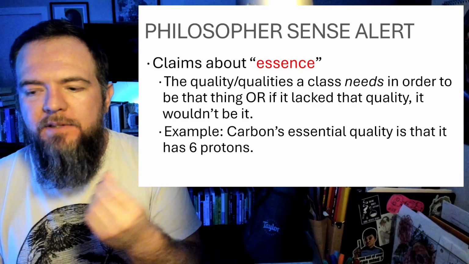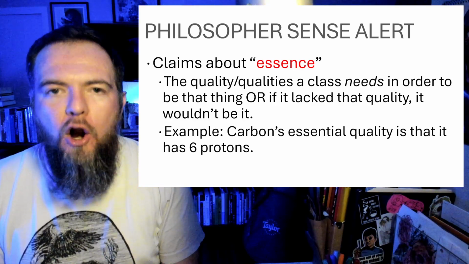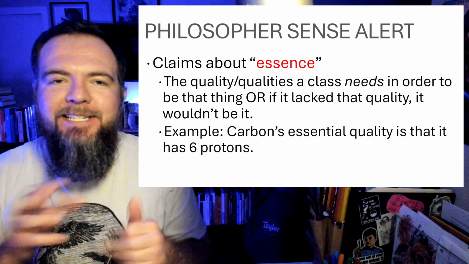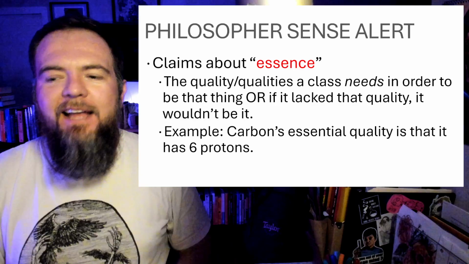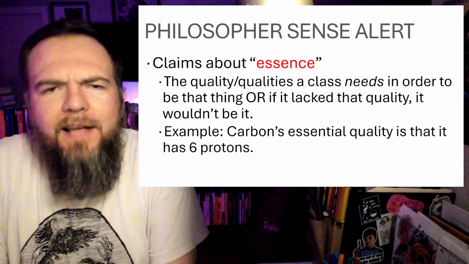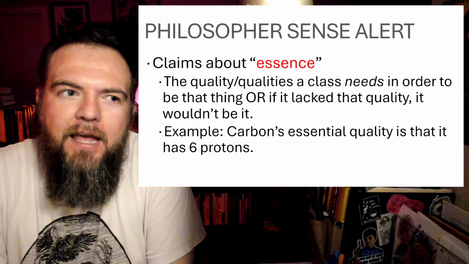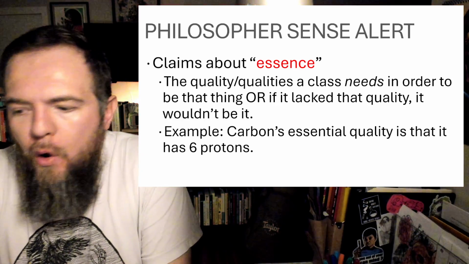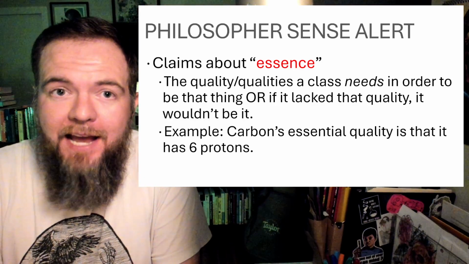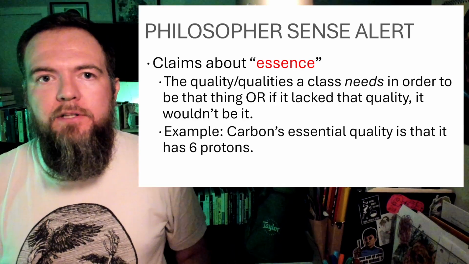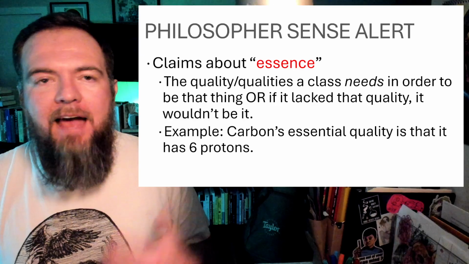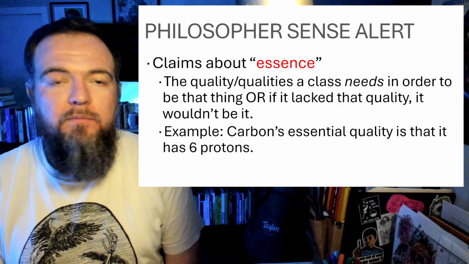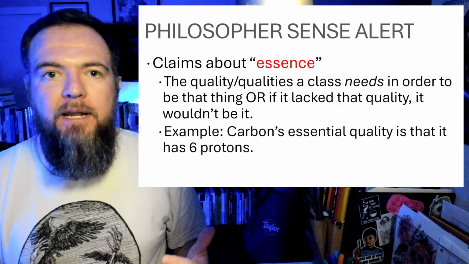So I think the easiest example is in something like chemistry. Carbon's essential quality is that it has 6 protons. Now, maybe we should add bonded together in a certain way, or 6 protons in a nucleus or something like that, but let's just say 6 protons. Why is that an essential quality? Well, listen, if carbon had 5 protons, then it wouldn't be carbon anymore. It would be boron. Or if it had 7 protons, it wouldn't be carbon, it would be nitrogen. Like literally, that's what it means for it to be carbon, to have an atomic number of 6, to have 6 protons. Now, I think that that's a really strong example of an essence, because if you change that thing, you don't have carbon anymore.